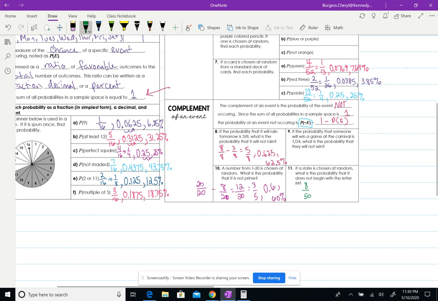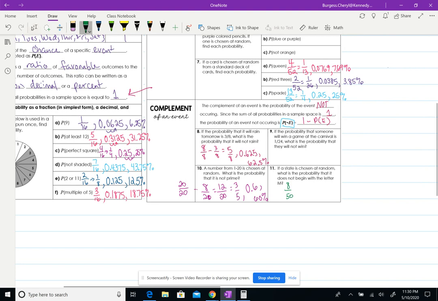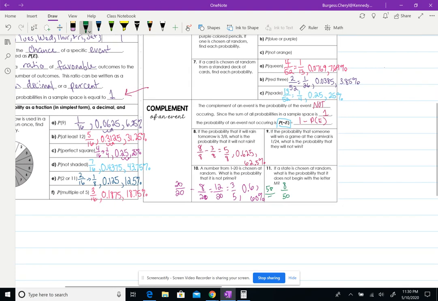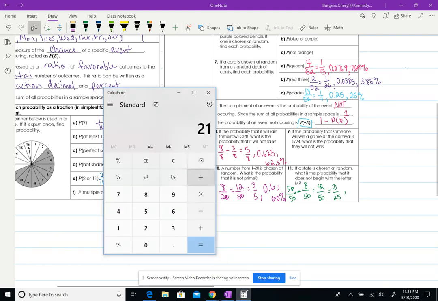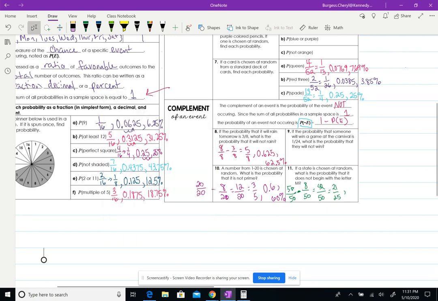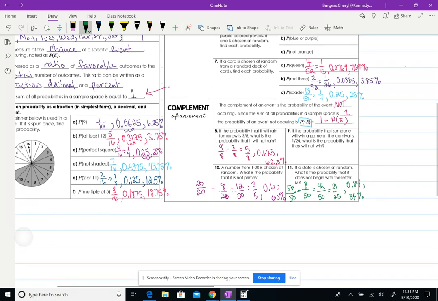How many do not start with M? We're going to do 1 minus 8/50ths, or 50/50ths, right? So 50/50ths minus 8/50ths. And 50 minus 8 is 42/50ths, which can be reduced to 21/25ths. Just divide it in half. So 21 out of 25 as a decimal is 0.84, which is 84%.